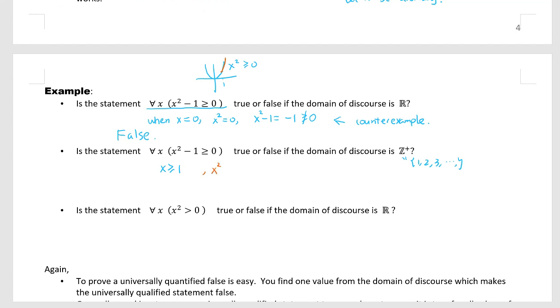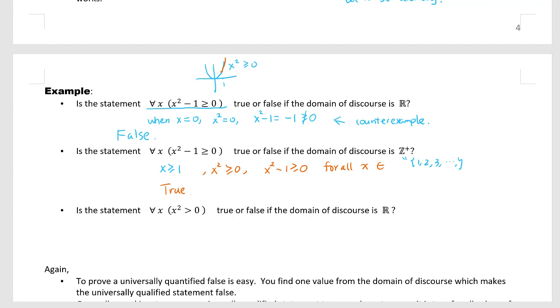x squared minus 1 is actually greater than or equal to 0. Oh, maybe we should put x squared is greater than or equal to 1. So x squared minus 1 is greater than or equal to 0. And this is for all x, okay? This is for all x in the domain of positive integers. Okay, that's why now we have shown this statement holds for all x in positive integers, so it is true.